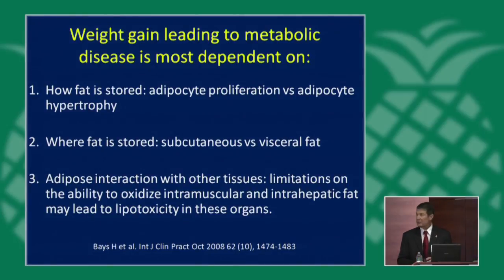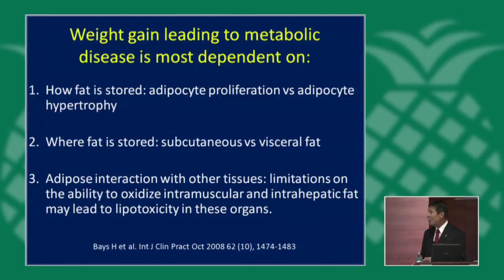So one of the things that's important to understand is that weight gain leading to metabolic disease is most dependent upon, first and foremost, how fat is stored. Are we dealing with adipocyte proliferation, which is the normal functional approach? Or do we have adipocyte hypertrophy and intraorganelle stress on the endoplasmic reticulum and a loss of adipogenesis and lipotoxicity?